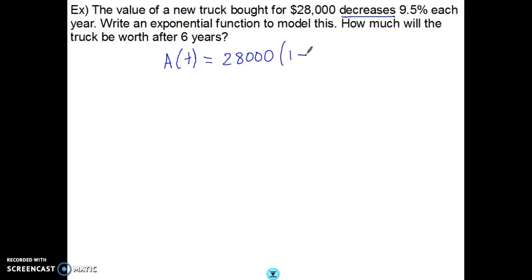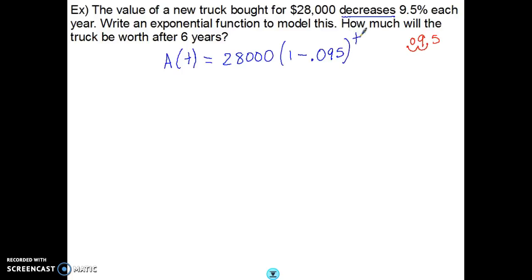Now math formulas almost never use percentages in them. They almost always will use decimals. And the easiest way to convert our 9.5% to a decimal is to move that decimal point 2 places to the left, which would be 0.095. So that's what we'll plug in for r, 0.095.